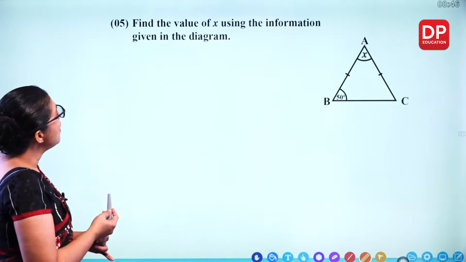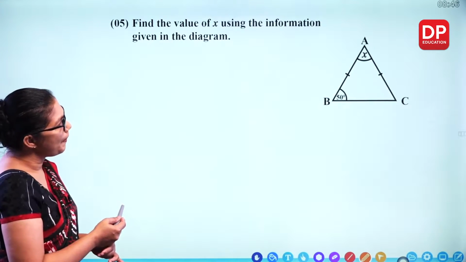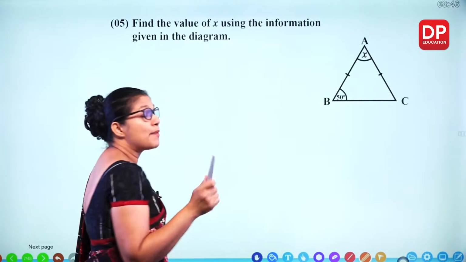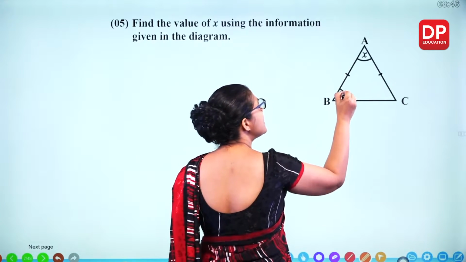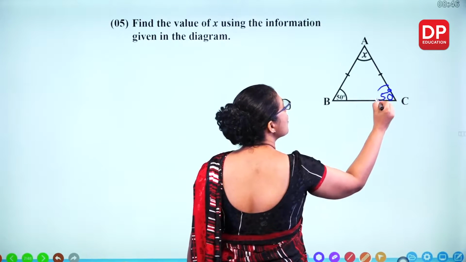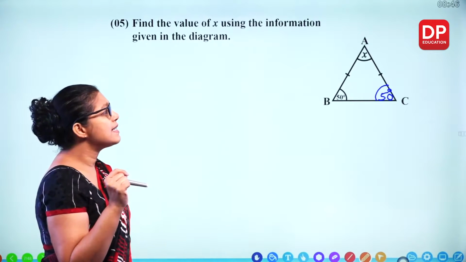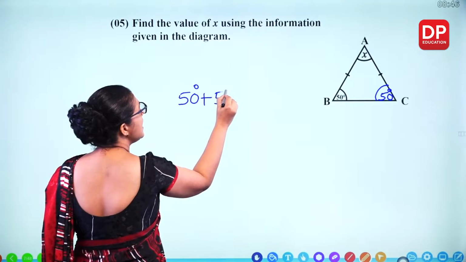Question number 5. Find the value of x using the information given in the diagram. Here, 2 lines are there. So that means those 2 sides are equal. Isosceles triangle. If this is 50, this is also 50 because of isosceles triangle. Now we know the sum of angles in a triangle add up to 180.